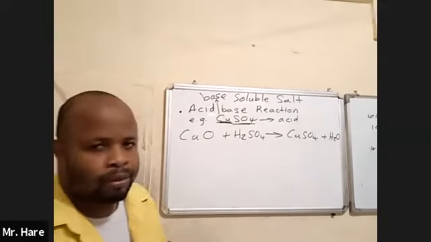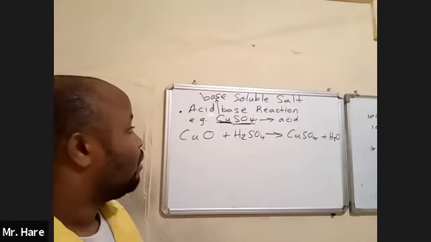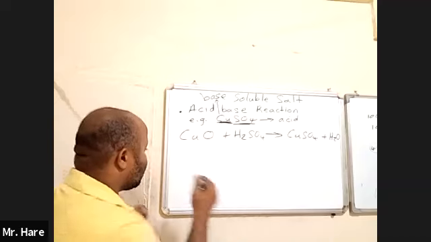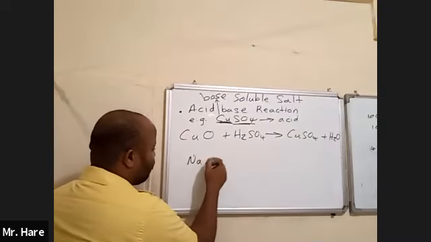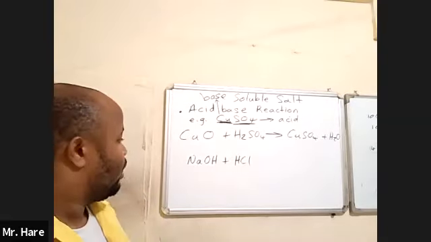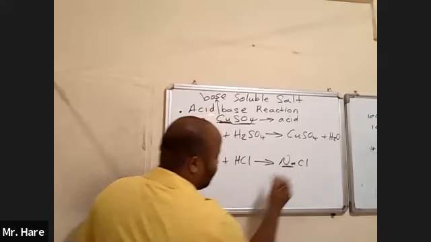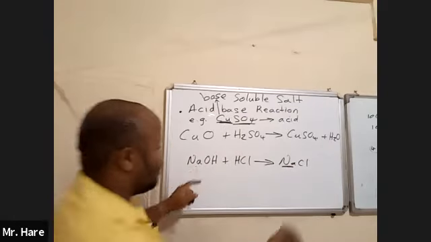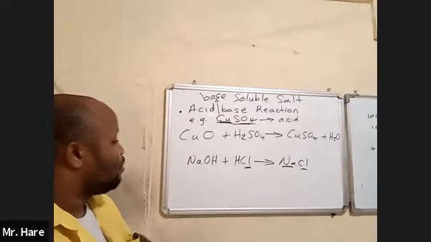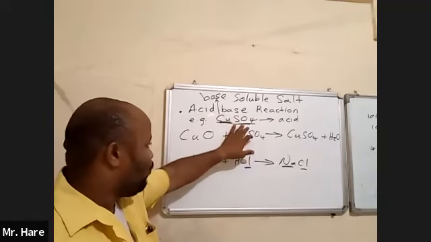So I was saying that if they ask us to prepare a soluble salt, we can go to the base, like sodium hydroxide, and hydrochloric acid. If you have sodium hydroxide and hydrochloric acid, which salt would you be preparing? Sodium chloride. Right. And if you check again, the positive ion of the salt is coming from the base, the negative ion is coming from the acid. All right. So yes, if you get a soluble salt, it's just an acid-base reaction.